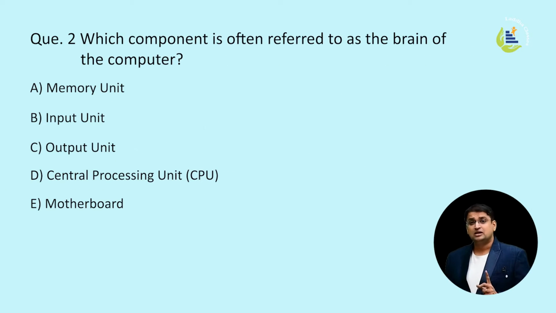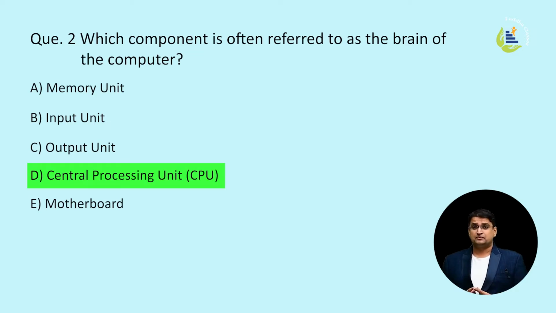Question 2. Which component is often referred to as the brain of the computer? Options are memory unit, input unit, output unit, central processing unit, CPU, motherboard. Correct answer option is D, central processing unit CPU.